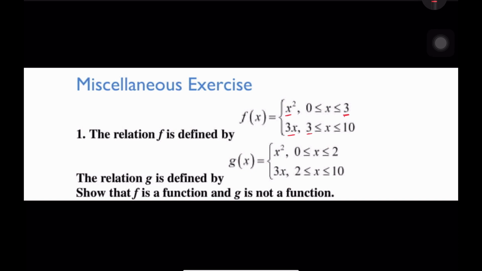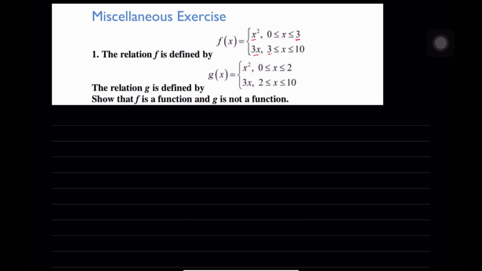So we know what a function is and when it is not a function. If x is repeated twice and it is mapped onto two different values of y, then it is not a function. So we'll just see what we have defined in the solution.